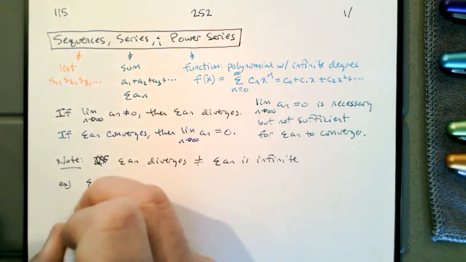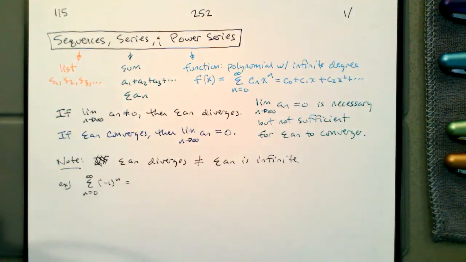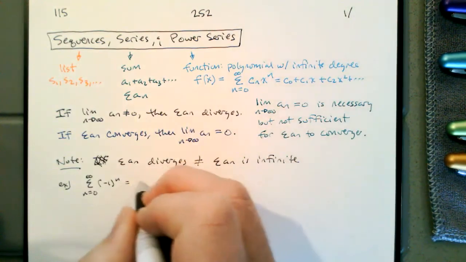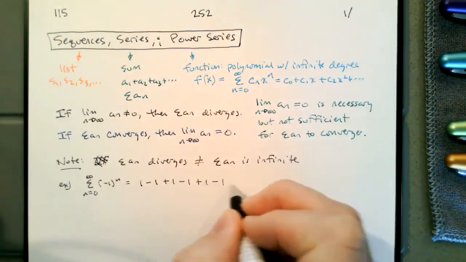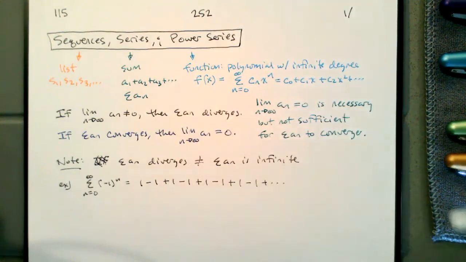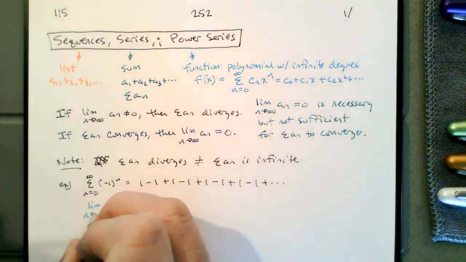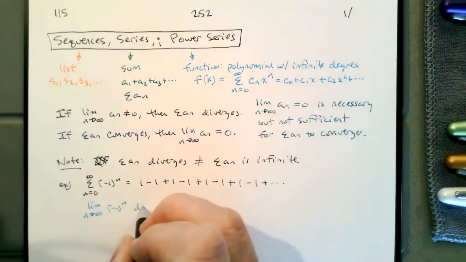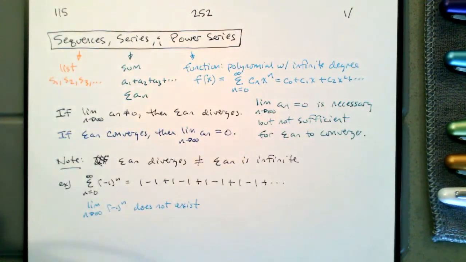the series as n goes from 0 to infinity of (-1)^n. This is a divergent series. The limit of the terms is not 0. When we look at the series, we have 1, and then when we plug in n equals 1, we get -1, +1, -1, +1, -1, +1, -1, plus, and so on. This series does not have a sum. We can't say it's infinite. We can't say it's finite. The series diverges. If we look at the limit of the terms, the limit as n goes to infinity of (-1)^n does not exist. Therefore, the series diverges.